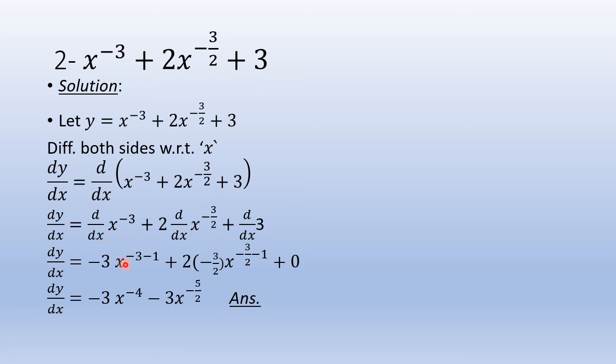So what is the final result? Minus 3 minus 1 becomes minus 4. 2 and this 2 got cancelled. We get minus 3 and x to power minus 3 by 2 minus 1. You can take the LCM and simplify it and you will get the result minus 5 by 2. Question number 3.